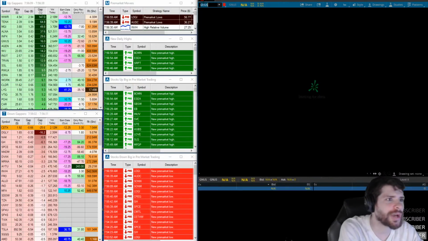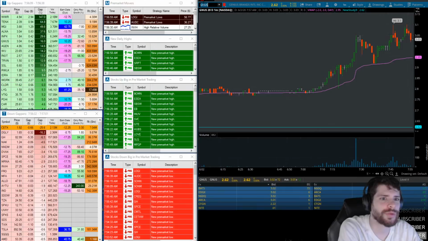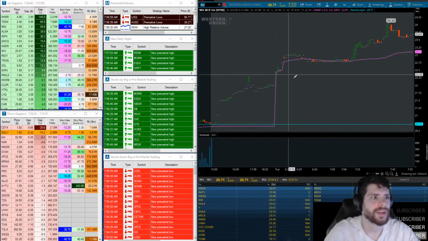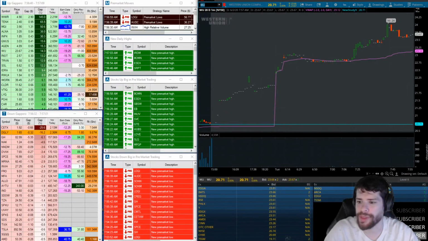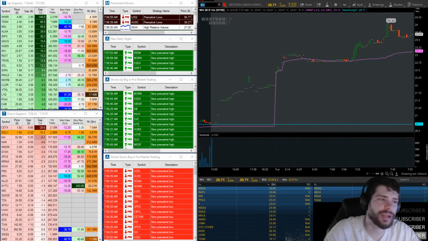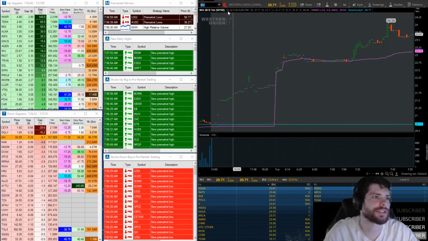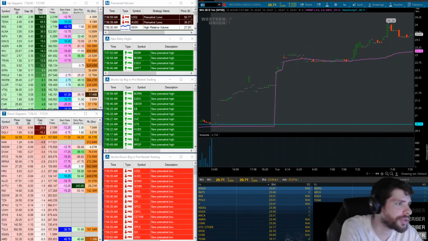We also have GNUS. GNUS ripping up here. We've got WU. WU is Western Union. They're up on the acquisition news of MoneyGram. They haven't actually acquired them yet, but they're looking for an acquisition with MoneyGram for WU, which is Western Union. We'll see what happens there.